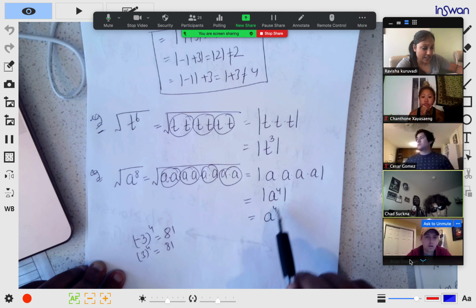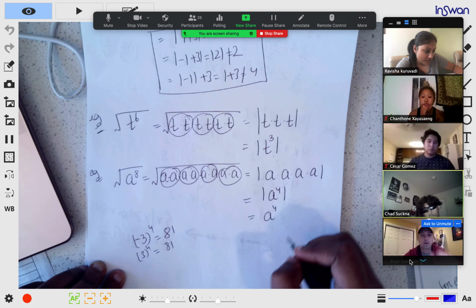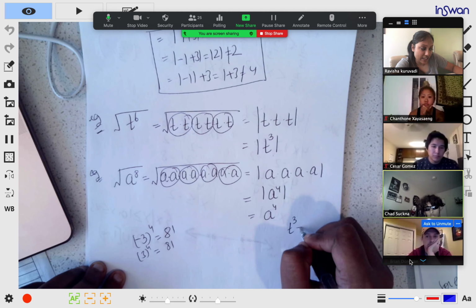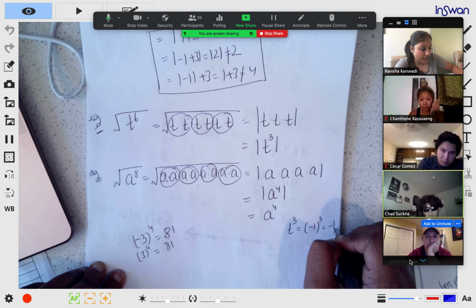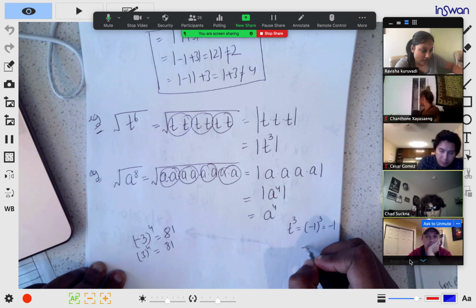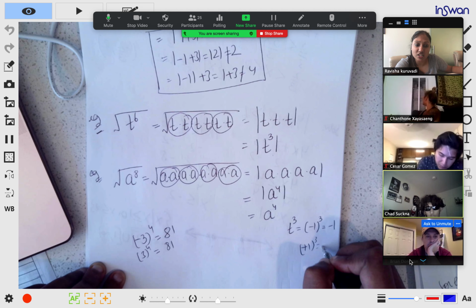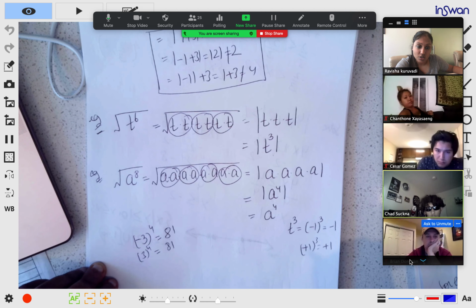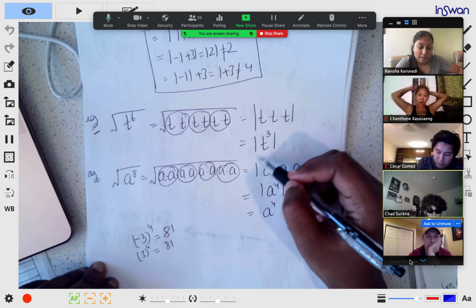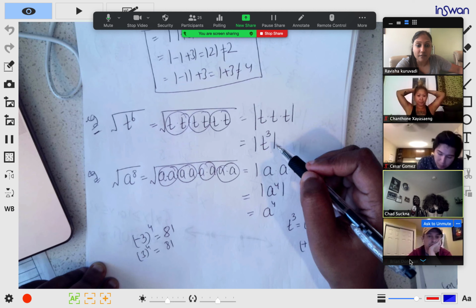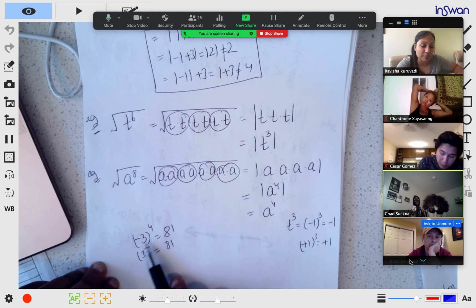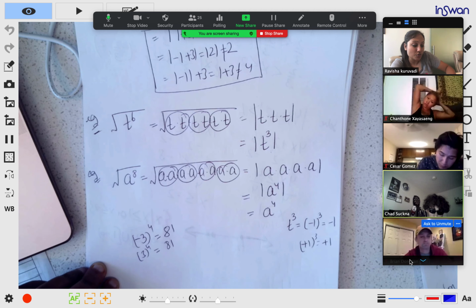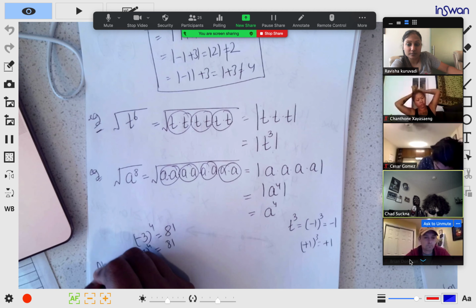But in this case here, t cube, if I take negative 1, I will get negative 1. But if I take positive 1, I get positive 1. In this case, the sign changes. So that means I have to keep the absolute sign in the previous example. But in this example, I don't have to keep the absolute sign because no matter what I take, positive or negative, I will always get my answer as positive. So you can make a note of it for yourself.